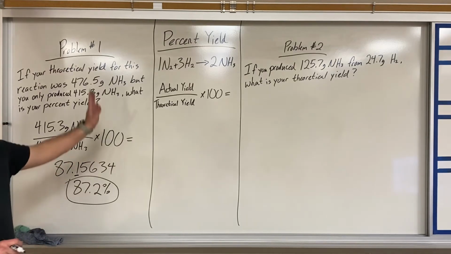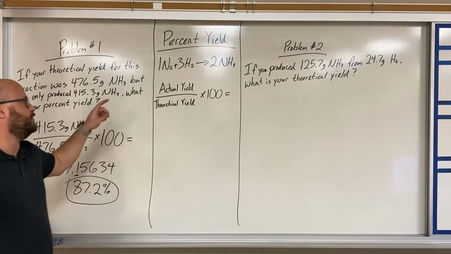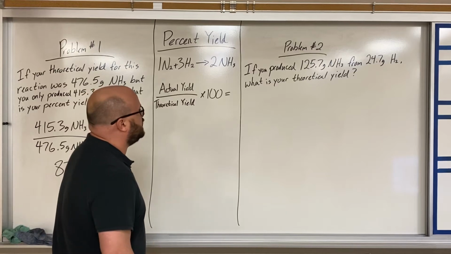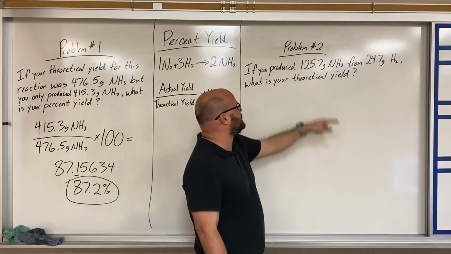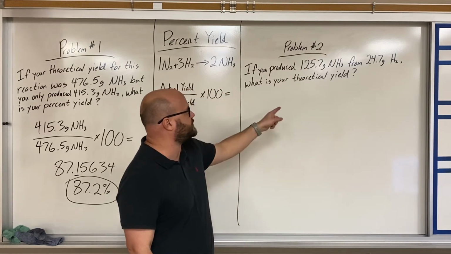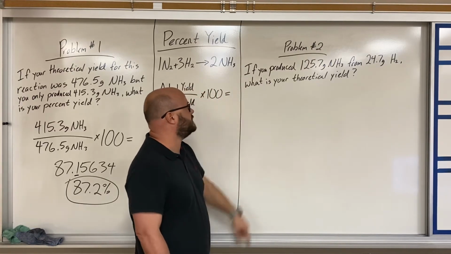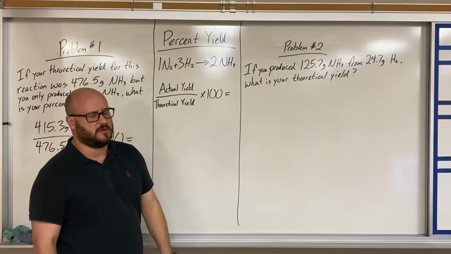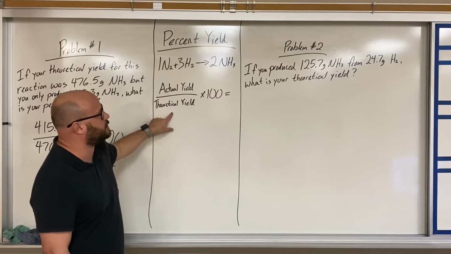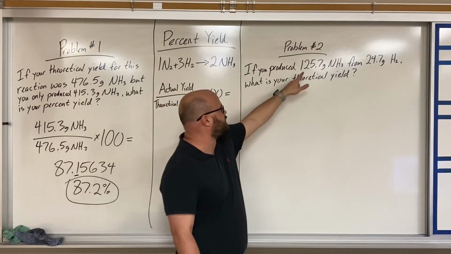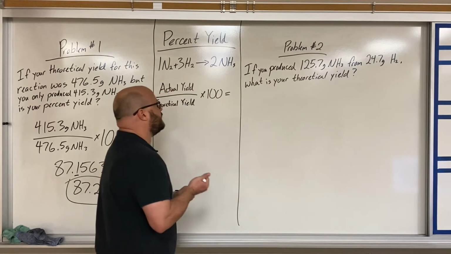Now, let's look at how stoichiometry can play a part in this. Problem number 2 is still a percent yield problem, but it doesn't give us everything we need. It says if we produced 125.7 grams of NH3 from 24.7 grams of H2, what is our theoretical yield? Well, to be able to calculate this correctly, we need actual and theoretical, whereas all we have is we produced 125.7, so that's our actual yield. We don't have the theoretical yield.